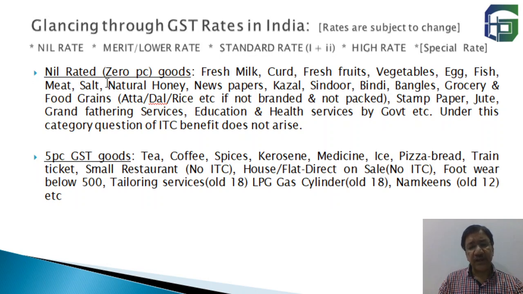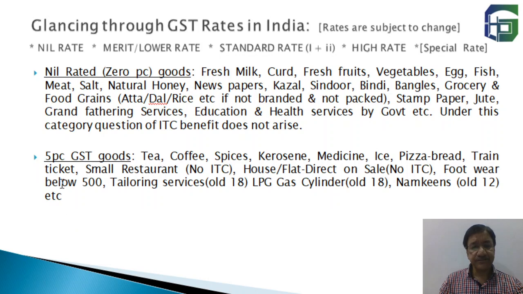Nil rate is also known as 0%. Nil rated or 0% goods are fresh milk, curd, fresh fruits, vegetables, egg, fish, meat, salt, natural honey, newspapers, Kajal, Sindoor, Bindi, Bangles, grocery, food grains, Atta, dal, rice, etc. If not branded and not packed, then GST is not applicable. Stamp paper, jute, grant furthering services, education, health services by government, etc. Under this category, the question of input tax credit does not arise because it is nil rated or 0%. So this is the nil rated goods.